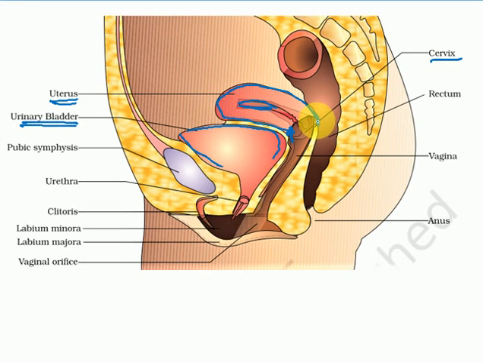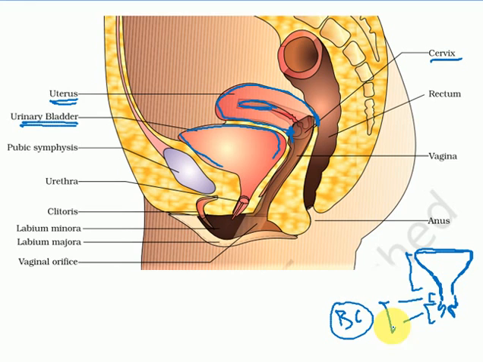attached to the uterus. If this is the uterus, we have already seen the diagram. If this is the uterus, this is going to be the cervical canal and cervix, and after that there will be a region called the vagina. So this is the vagina, this is the cervical canal or cervix, this is the uterine cavity, and this cervical canal plus vagina form the birth canal. We have already done this.